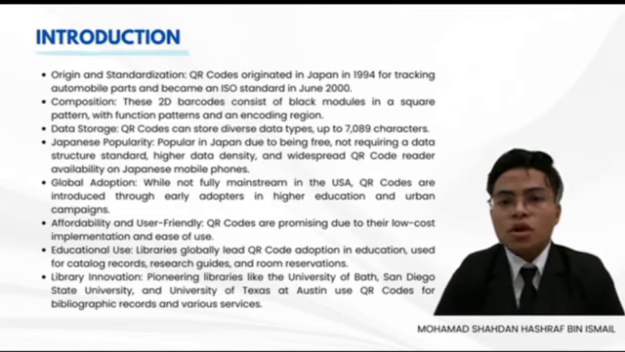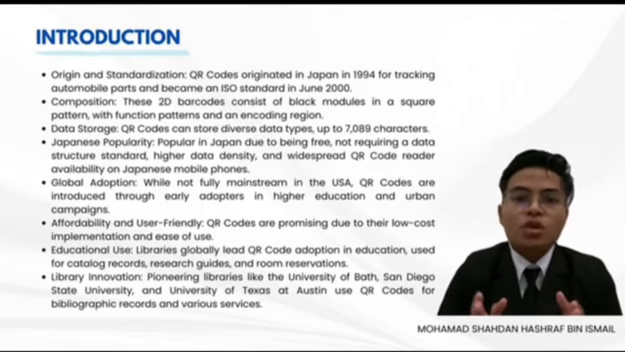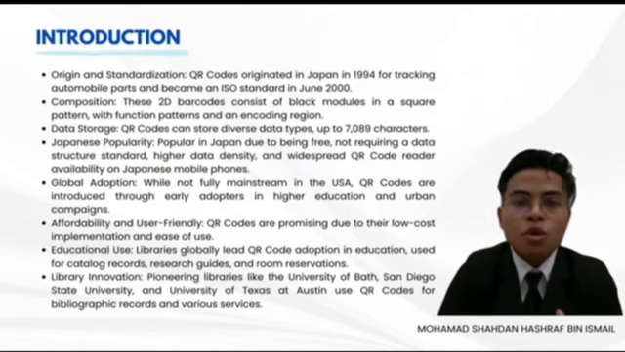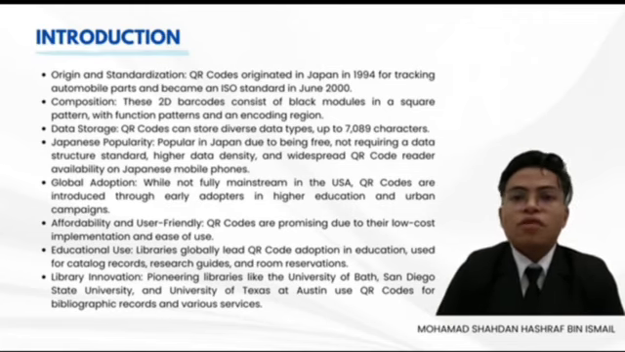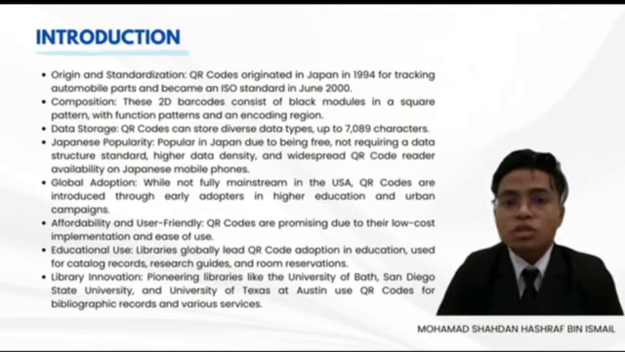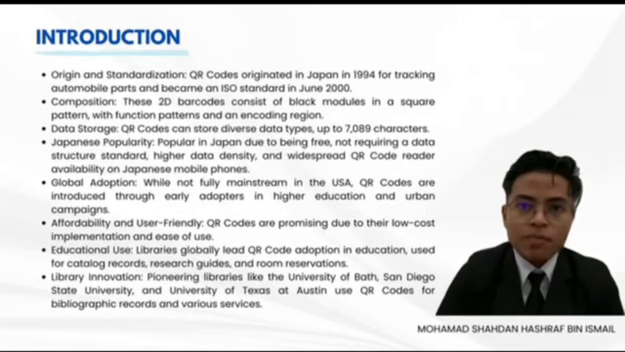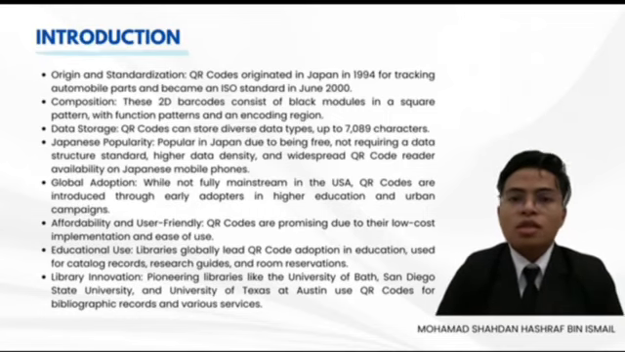The quick response code, commonly known as QR code, was created in Japan in 1994 by Denso Wave, a subsidiary of Toyota. Initially developed for tracking automobile parts during manufacturing, QR codes quickly gained international recognition and were standardized as ISO international standards in June 2000. This two-dimensional barcode consists of black modules arranged in a square pattern on a white background.